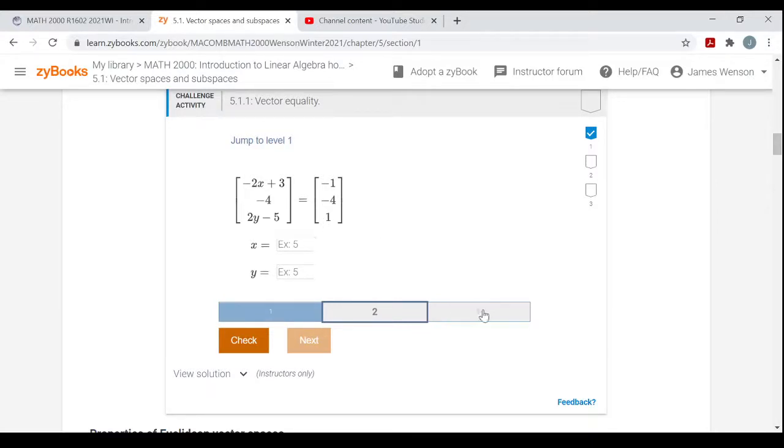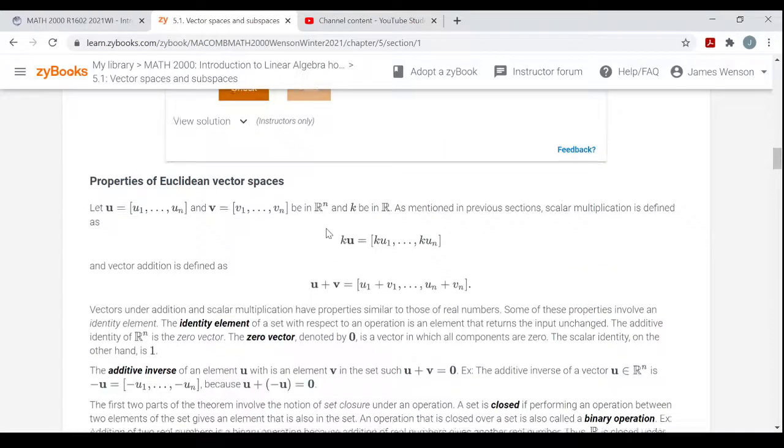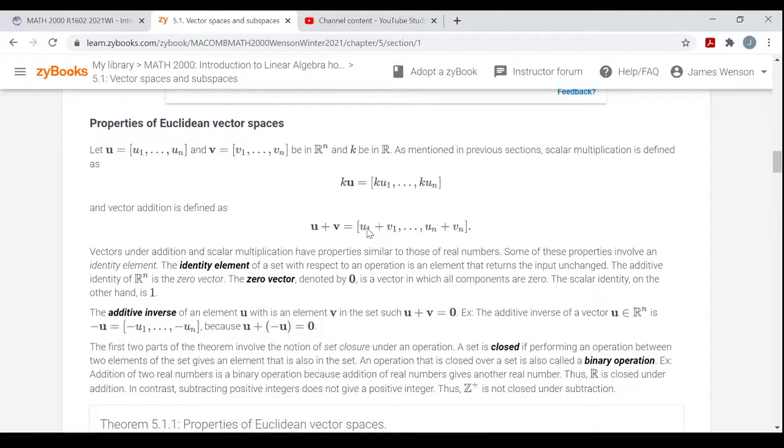And the last one here, yeah. Now, this one's basically a system of equations. You have x plus y needs to be equal to negative 4, and 5x plus y needs to be equal to 12. And then you're solving that system. But still, you should be able to find a value of x and y that would make these two vectors equivalent. Okay. All right, now the properties I was talking about.